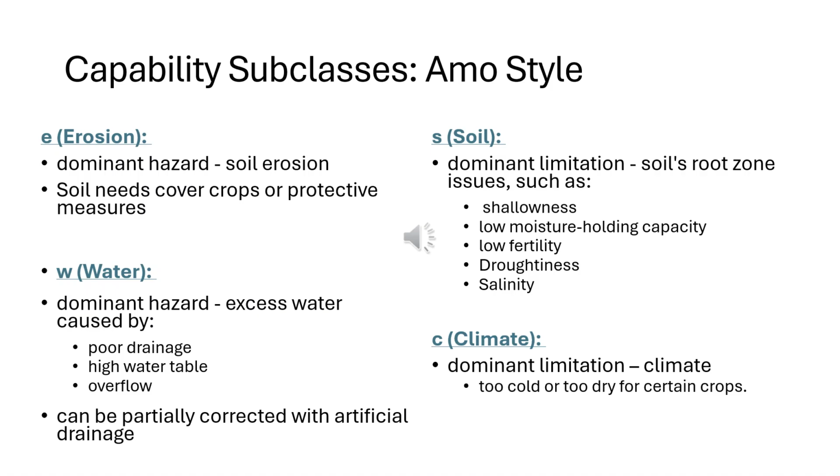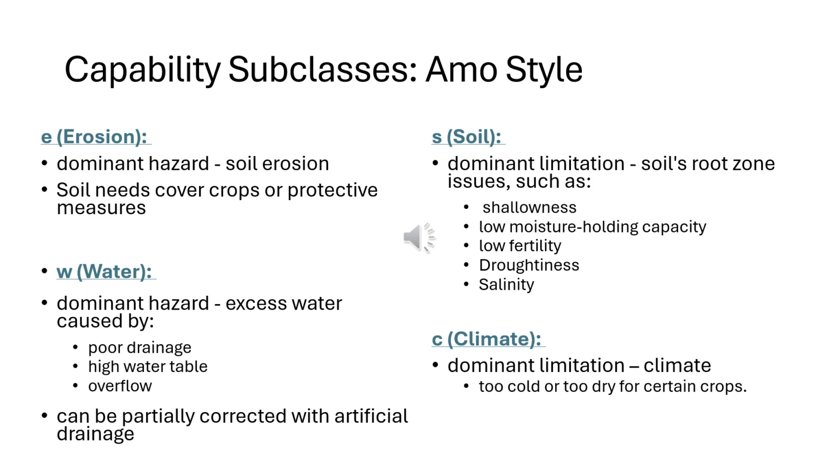Now we go to S, soil. Soil what? That root zone. Okay, because we're thinking about most of our uses being related to farming, right? So we're looking at plant root zones, and that's the limitation. And what issues could arise there? Well, the soil could be very shallow, which doesn't allow those roots to develop fully.